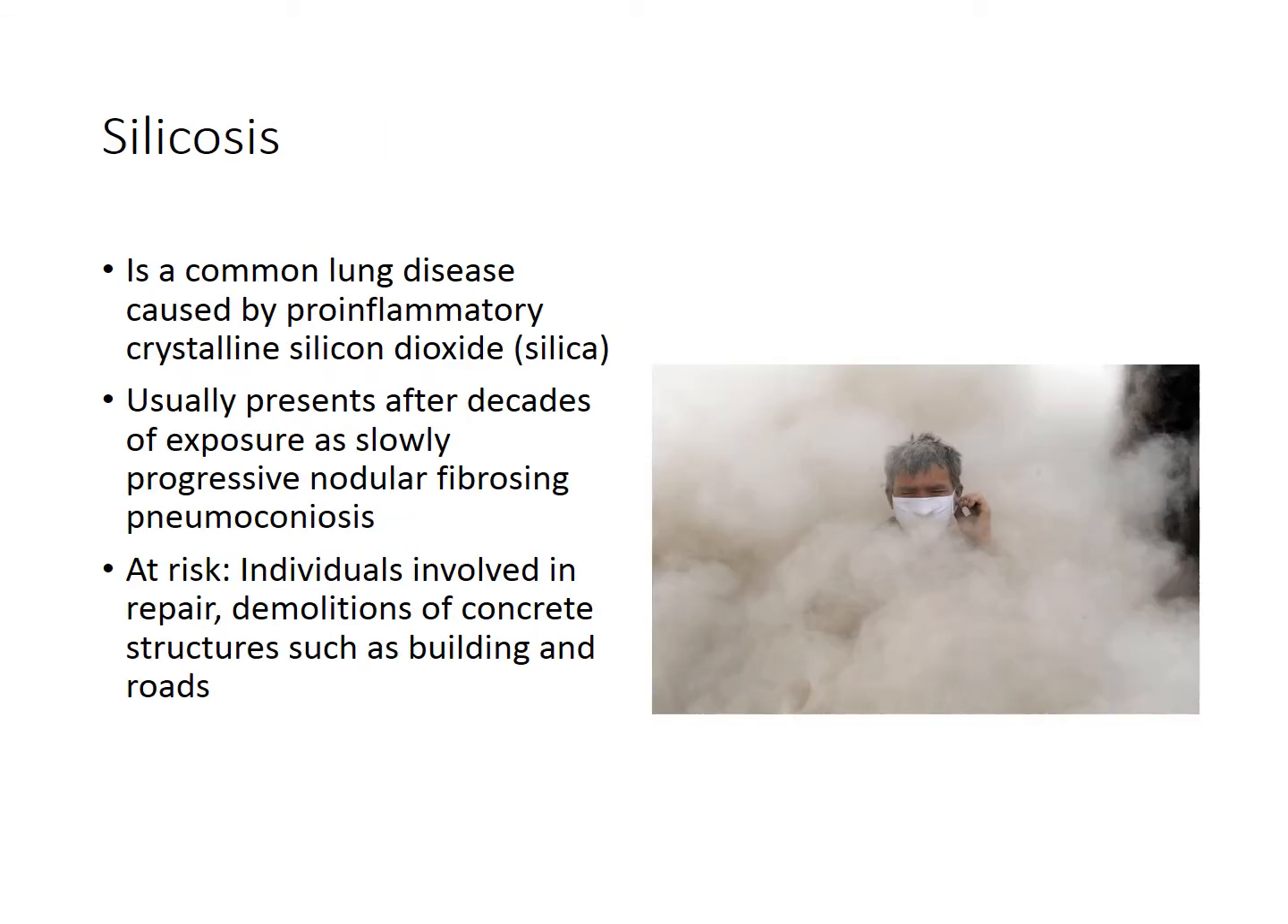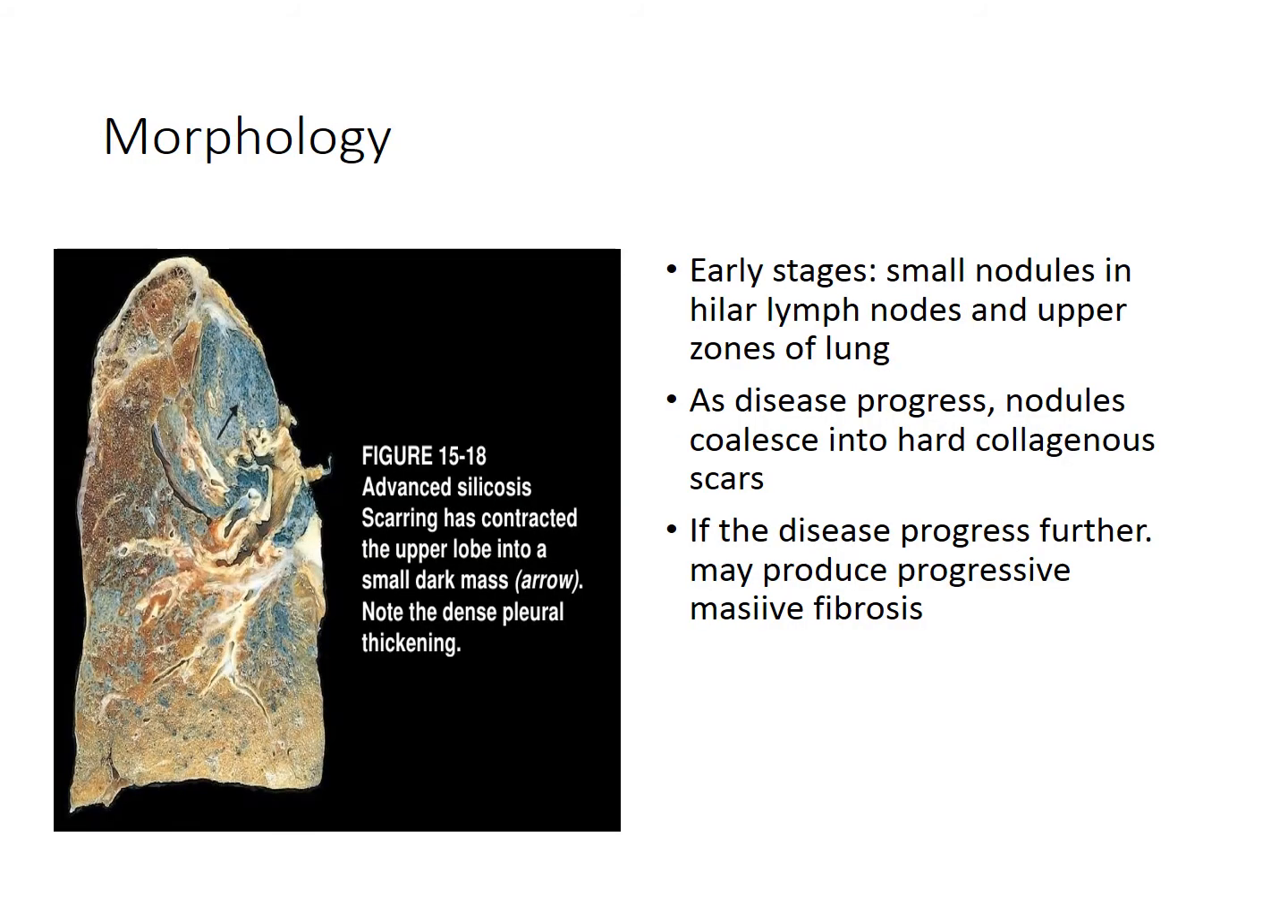Silicosis is a common lung disease caused by silicon dioxide or silica. This is the most common occupational disease in the world. It usually presents after decades of exposure, and people at risk include individuals involved in repair and demolitions of concrete structures such as buildings and roads. Silica is very fibrogenic and primarily deposits in the upper lungs. Silica activates alveolar macrophages, which release cytokines that stimulate fibrosis.